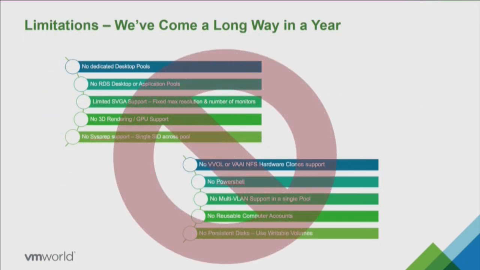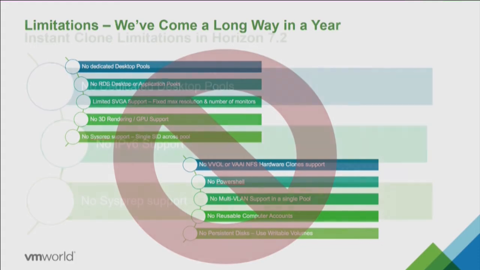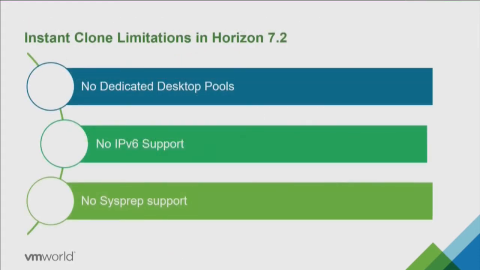So, like I said, when we introduced this last year, we had a lot of things we couldn't do. What we really are shooting for, and what we're just about at, is complete feature parity with linked clones. If I look at what we can't do today, and this is as of Horizon 7.2, we don't have dedicated desktop pools, we don't have IPv6 support, and we don't have sysprep support.